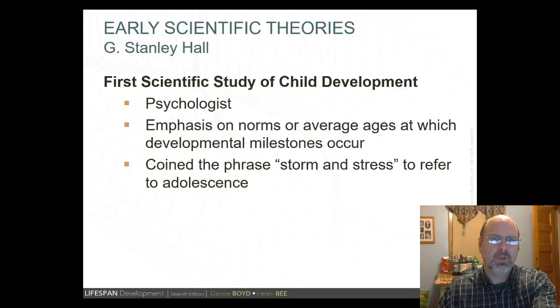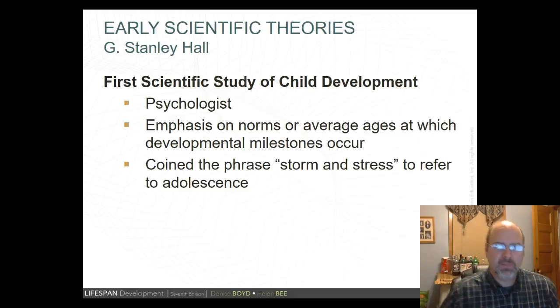Now, Stanley Hall conducted one of the first scientific studies of child development. He was a psychologist at Clark University, in 1891. He wrote the book Contents of Children's Minds on Entering School. He really emphasized creating norms, or average ages at which developmental milestones occur. He was able to track development of individual children, which eventually led to norm-referenced tests, developed later by Arnold Gesell. He coined the phrase storm and stress to refer to the adolescent stage.